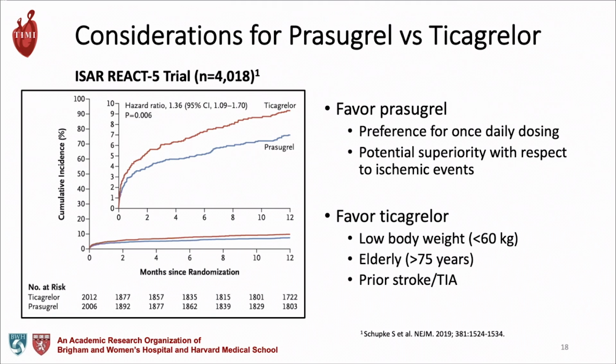And so a couple of things come into play when deciding which of these agents to use. Prasugrel is dosed once daily, and so for patients who prefer once daily dosing, prasugrel is generally the option. And because of the data that I just shared with you, there's a potential superiority with respect to reduction in ischemic events with prasugrel. So that's another reason you might favor prasugrel. On the flip side, based on the initial TRITON-TIMI 38 study, there were a couple groups that were particularly high risk for bleeding with prasugrel, and those are patients in whom you might favor ticagrelor or even clopidogrel in some circumstances. And that includes patients who are very low body weight, patients who are older, namely above the age of 75, or patients who have a prior history of stroke or TIA.